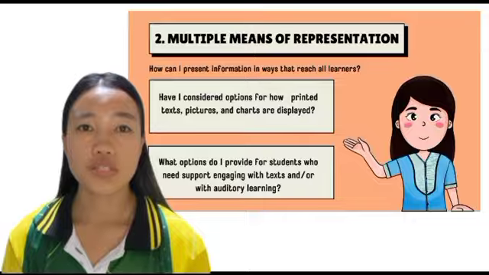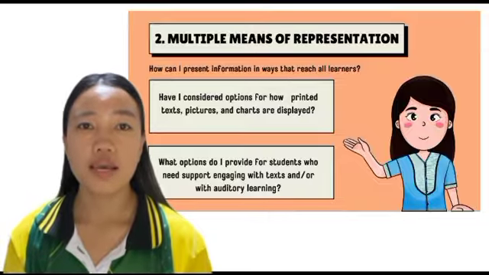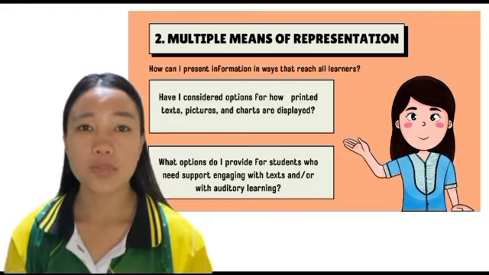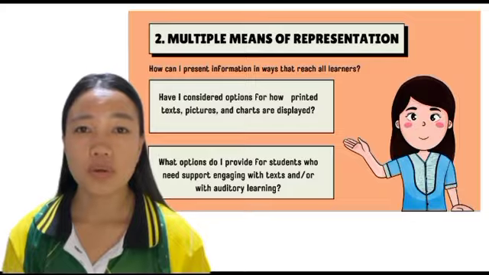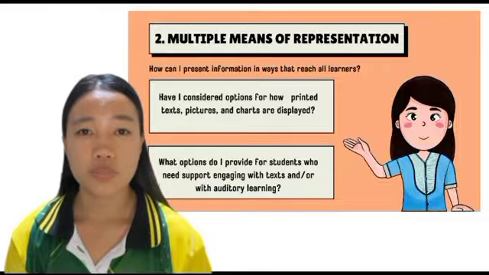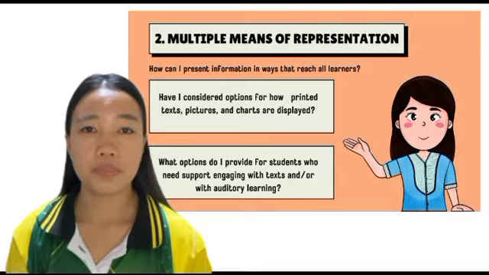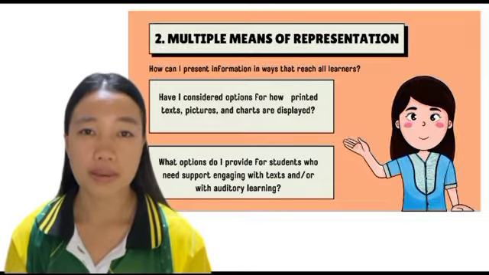The first question is, have we considered options for how printed text, pictures, and charts are displayed? So as teachers, we must think about how we present learning materials. For example, if we are teaching about the solar system, we shouldn't rely only on textbooks. We can also show colorful diagrams. You can also play animations or use models of the planets.